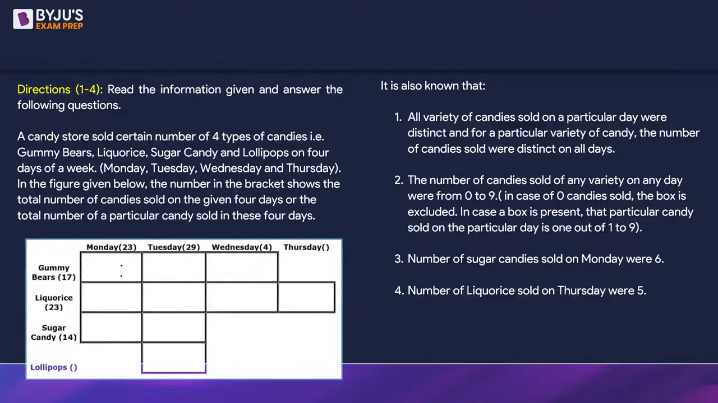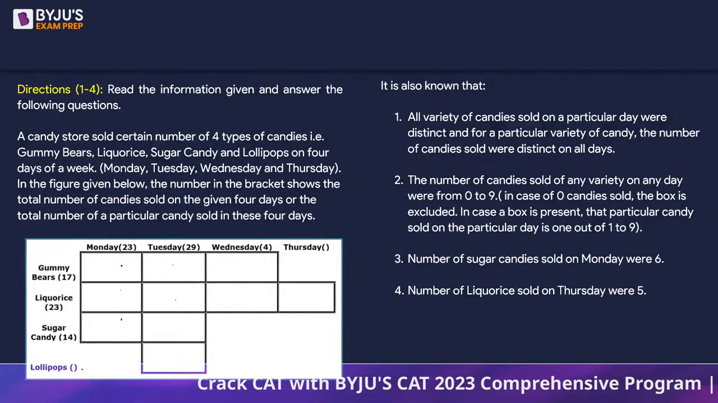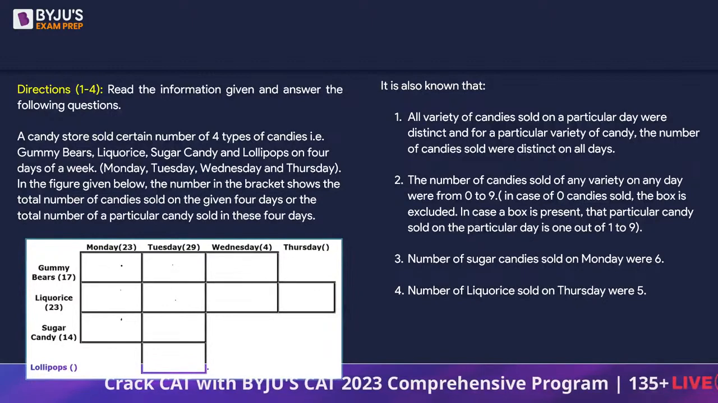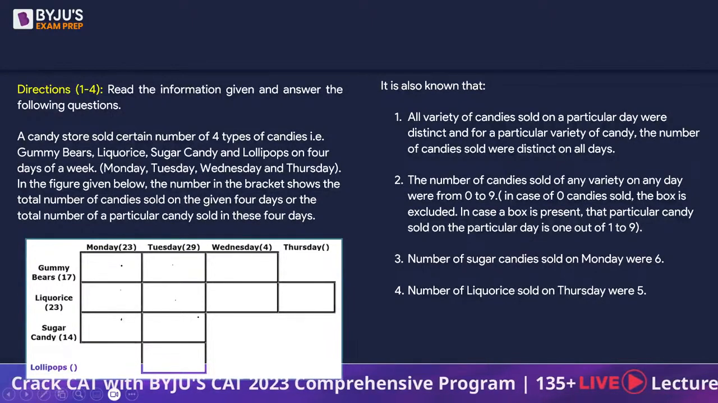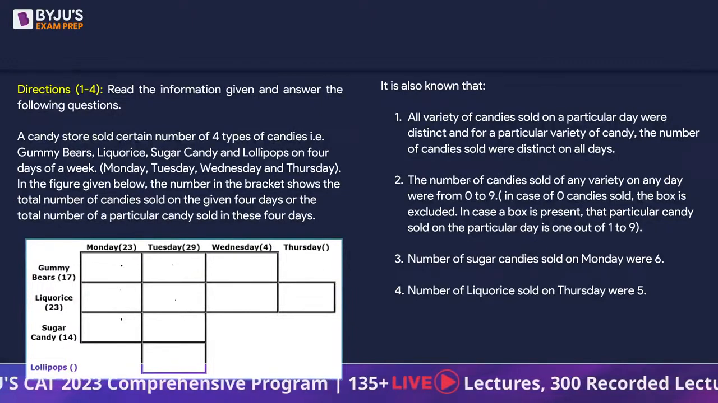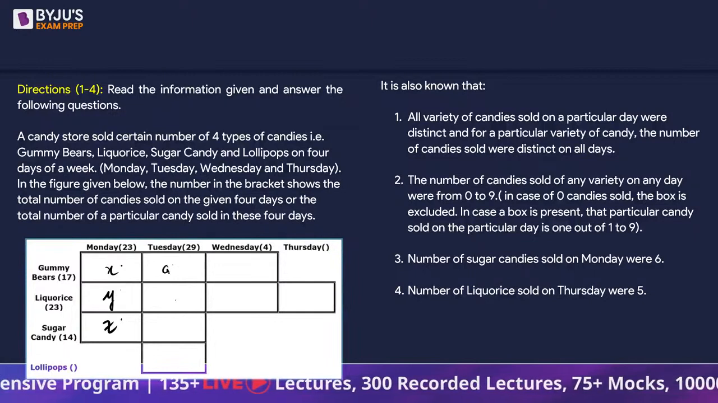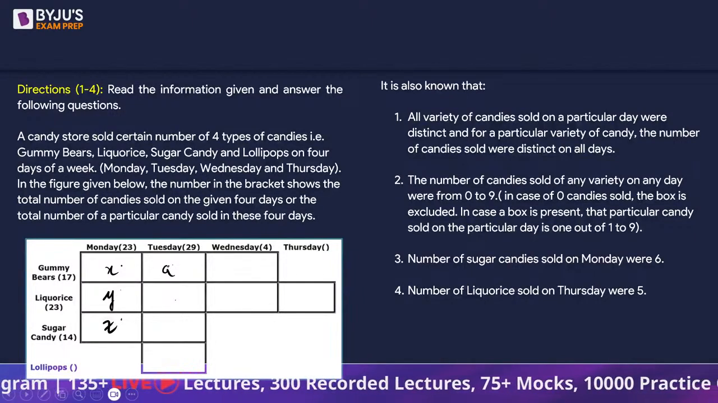So 23 candies were sold on Monday, 29 on Tuesday, 4 on Wednesday, and on Thursday we don't know. And gummy bears total were sold 17 and licorice 23, sugar candy 14 and lollipops, we don't know about that. It is also known that all varieties of candies sold on a particular day were distinct. So that means these are going to be distinct values every day for each day.